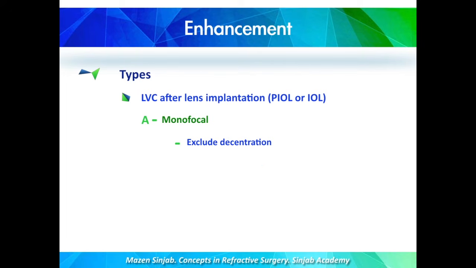Starting with the exclusion of decentration, we have to do a dilated exam. We have to suspect decentration when we see disparity between tomography and total wavefront analysis. Targeting the refraction, we have to measure the manifest refraction.